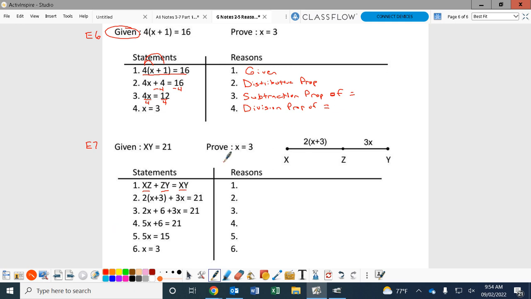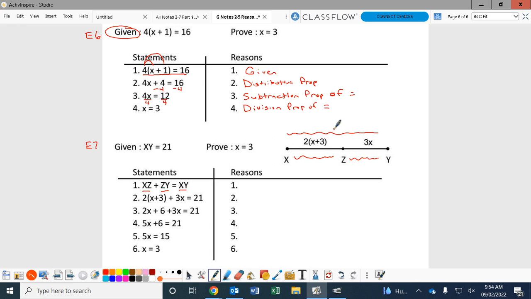Okay, guys, let's look at the picture. XZ plus ZY equals XY. Now we have an informal name for that. What is that called when we do that? What's that called? This plus this equals this.